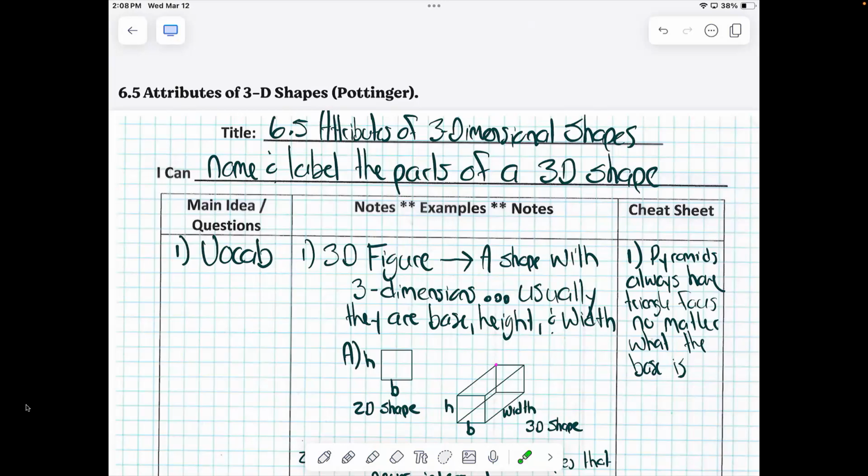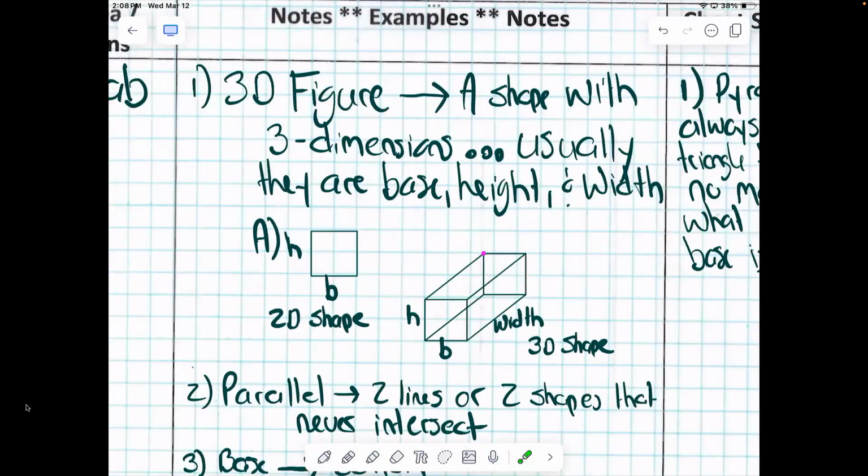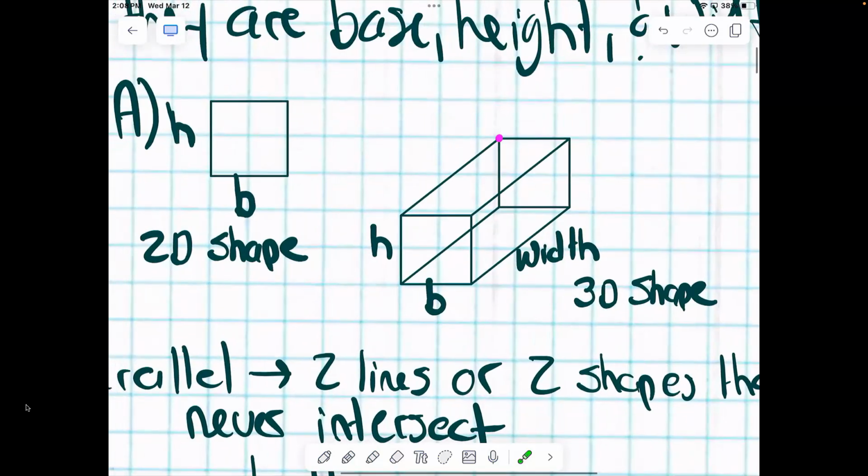Today we finished attributes of three-dimensional shapes. Here we go. A 3D figure. A 3D figure has how many dimensions? Three, since it's a three-dimensional figure, right? Three-dimensional, 3D. What are the names of the dimensions of a 3D figure?